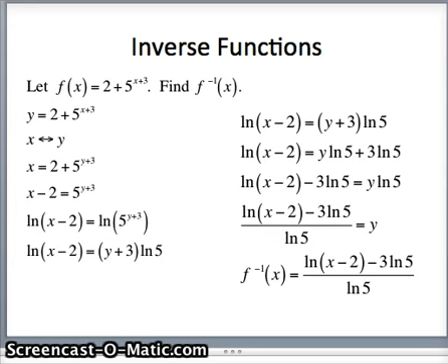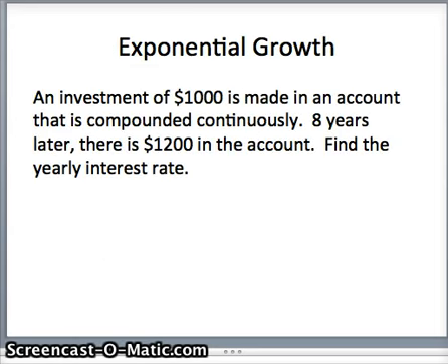Let's take a quick look at an example. We want to take a look at exponential growth and decay. We have an investment of $1,000 is made in an account that is compounded continuously. 8 years after our initial investment, there is $1,200 in the account, and we want to find the yearly interest rate. Well, to be able to do this, we need to know our formula for continuously compounded interest, and that is A, the amount on account, is P, principal, times e to the RT. And I want to find the interest rate, so I'm looking for R.